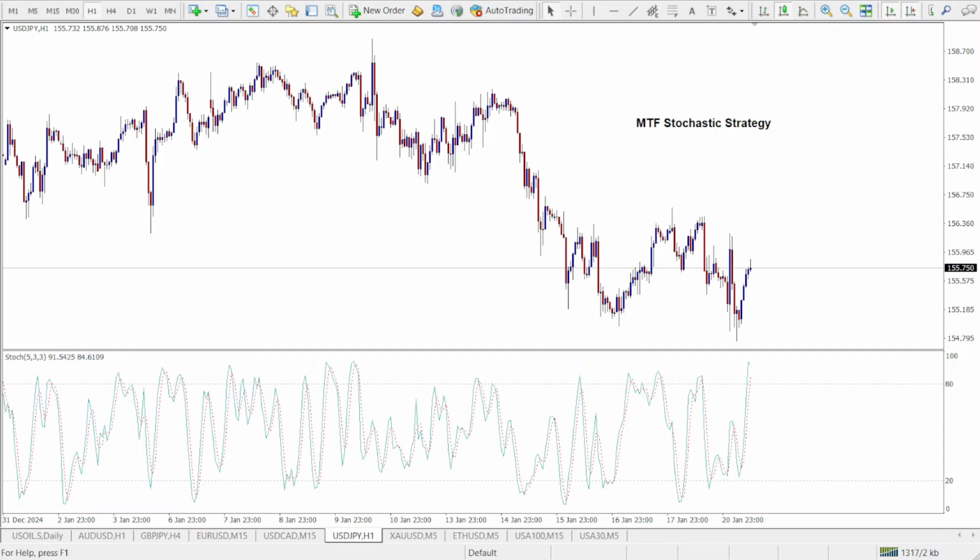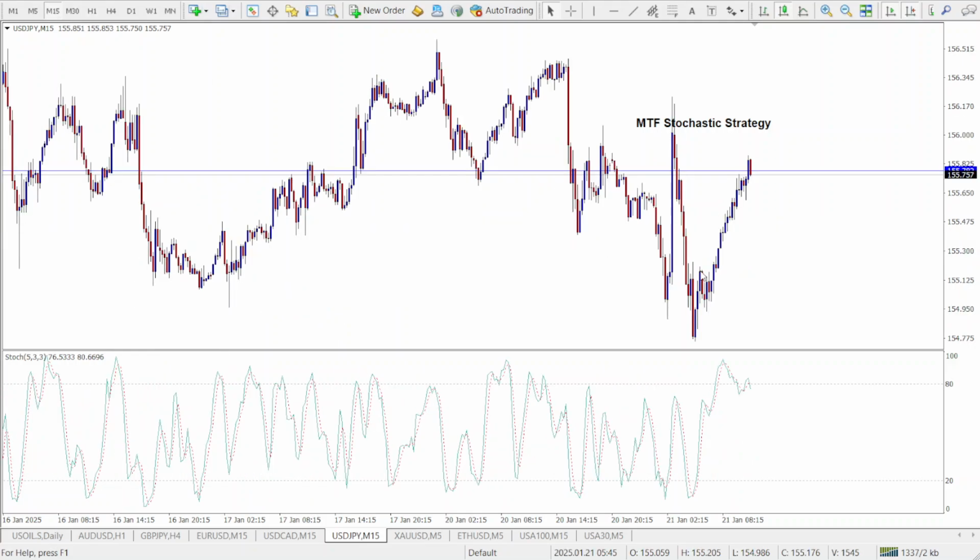So here's how the MTF stochastic strategy actually works. Let's go to the 15 minutes time frame real quick. On the 15 minutes chart, the stochastic might be giving you a signal. For example, here, the stochastic is giving us a sell signal on the USD JPY currency pair. This is an overbought condition on the stochastic, suggesting that we might be seeing a bearish reversal soon. But we don't want to act on that alone.